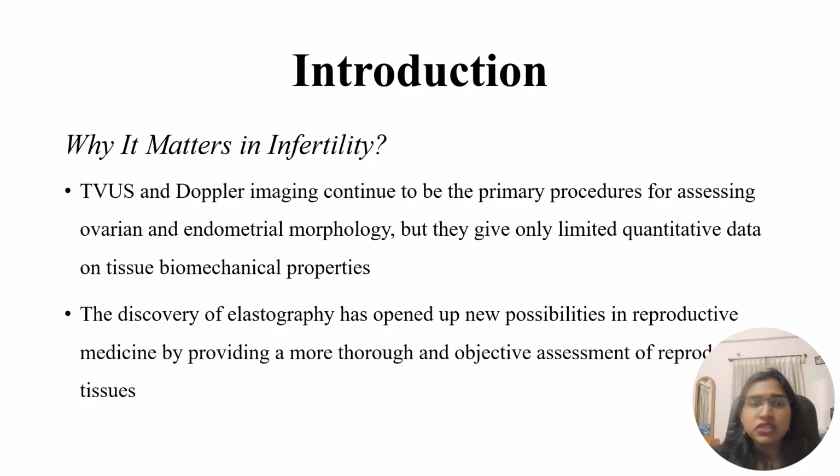See, transvaginal ultrasound and Doppler imaging are the primary procedures for assessing the ovarian and endometrial morphology. But the problem is they give only limited quantitative data on tissue biomechanical properties. So, the discovery of elastography has opened up new possibilities in reproductive medicine by providing a more thorough and objective assessment of the reproductive tissues.